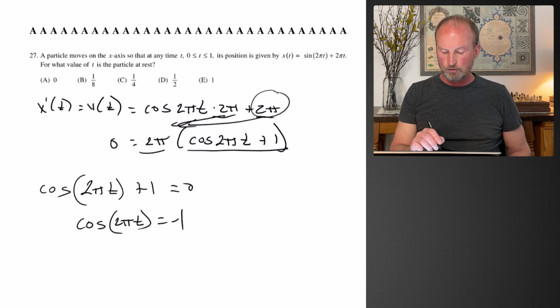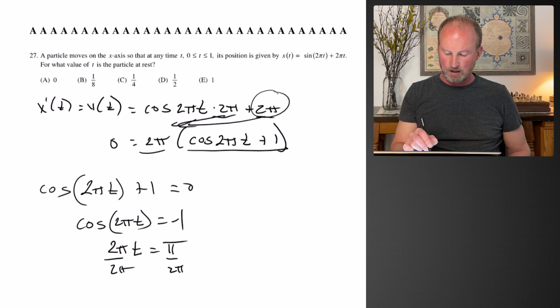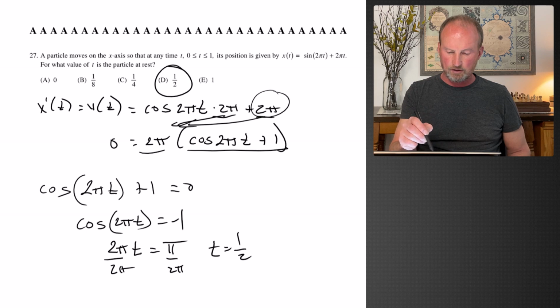So then I have to inverse cosine. Cosine of what value is equal to a negative 1? Unit circle. Cosine is my x values. Negative 1 over here. So that would be at pi. So then 2 pi t has to equal pi. Solving for t, I divide by 2 pi, and t equals 1/2. 27 looks like letter D.